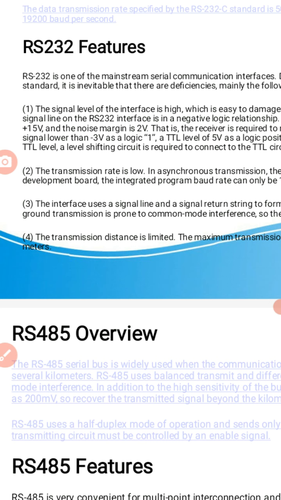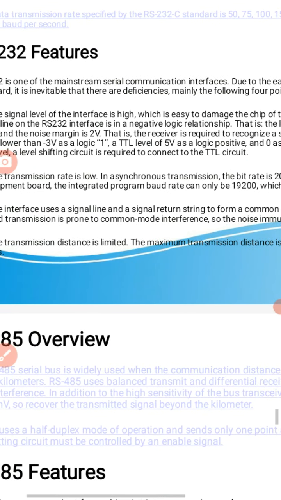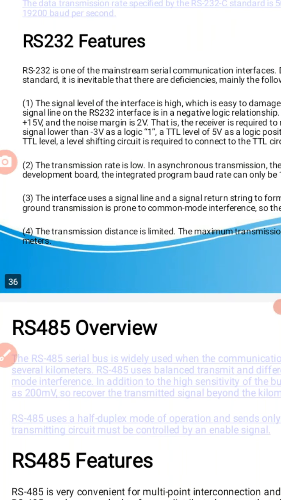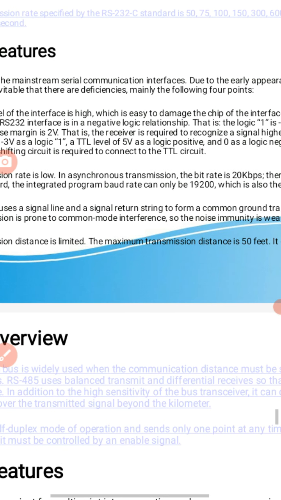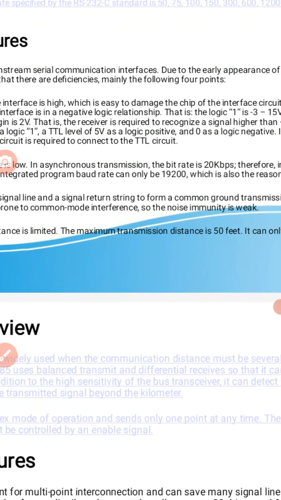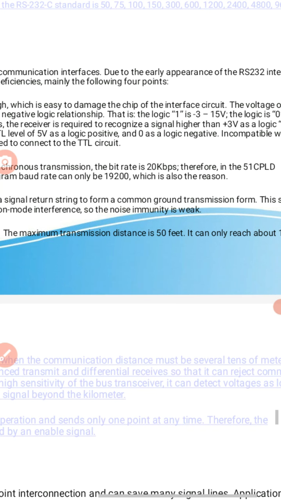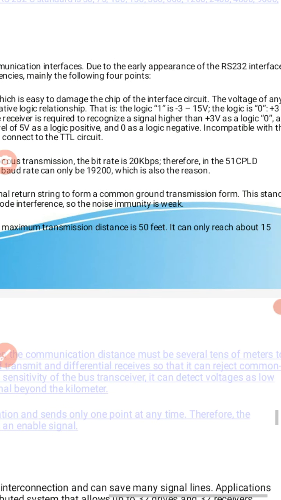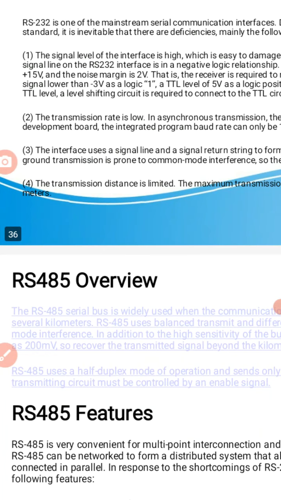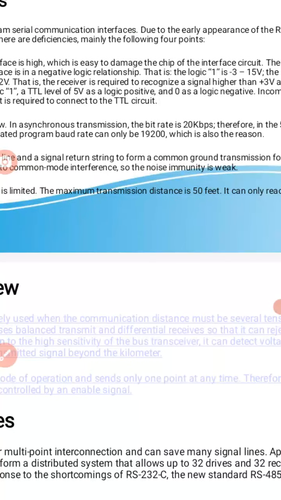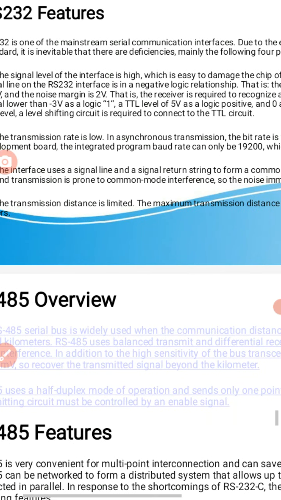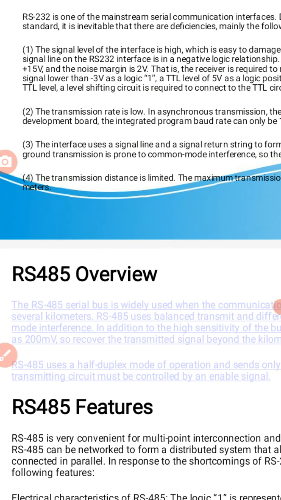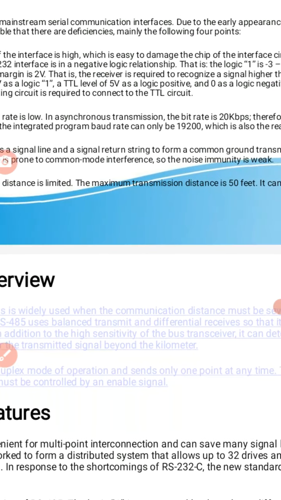Second feature, the transmission rate is low, due to which we do not prefer it. In asynchronous transmission, the bit rate is 20 kilobits per second. Therefore, in the 51 CPLD development board, the integrated program baud rate can only be 19,200, which is also the reason why it is inevitable.